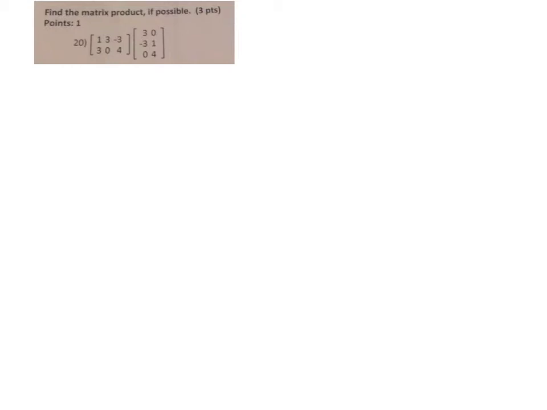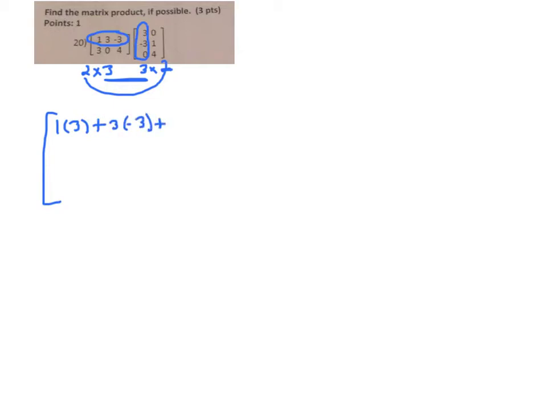Find the matrix product, if possible. Well, let's figure out if it's possible. This is a 2 by 3 matrix, and this is a 3 by 2 matrix. What matters in matrix multiplication is that the middle numbers are the same, and what we're going to end up with is a 2 by 2 matrix. So we start off by doing the first row by the first column: 1 times 3 plus 3 times -3 plus -3 times 0. That's going to be what goes in our top left spot in our matrix.